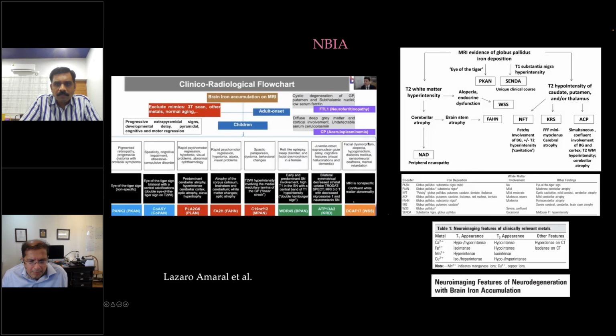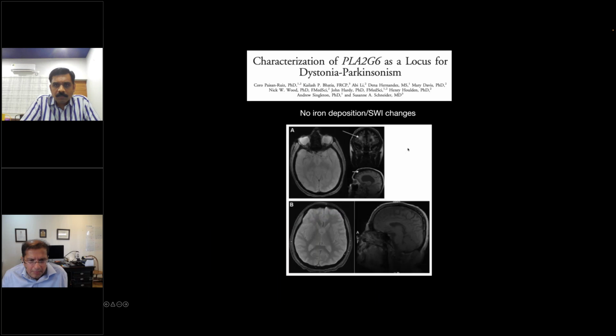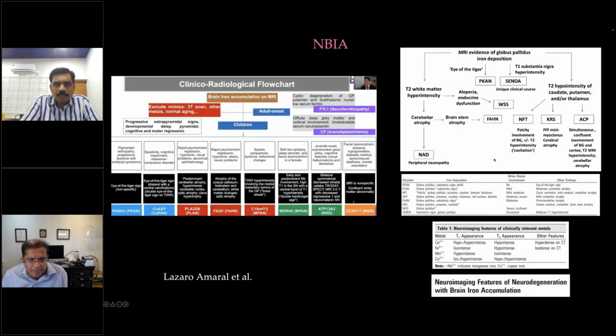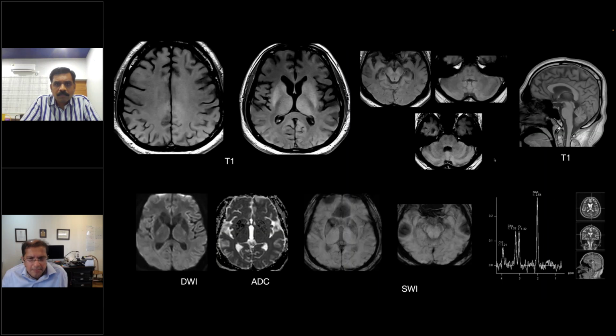The NBIA spectrum is to be considered, but I'm not sure of the SWI changes. As far as I know, the cerebellar atrophy pattern can be seen in neuroaxonal dystrophy, and the adult-onset PLA2G6 mutation cases have features of iron deposition on the SWI images, but these are only for the adult-onset Parkinsonism phenotype cases. So at this moment, I'll open the case for further comments from the panelists.